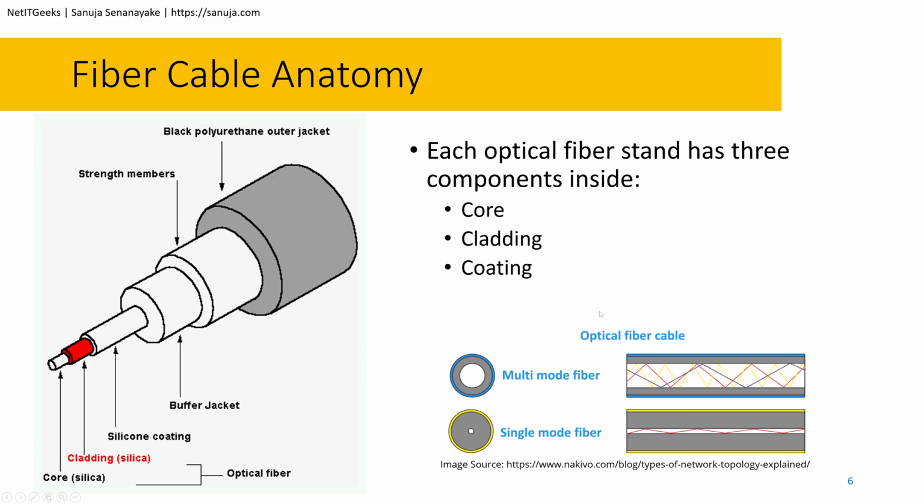So each optical fiber strand has 3 key components: the core, cladding and coating. Keep that in mind. And when you look at optical fiber cable, there are 2 types, one called multi-mode fiber and the other called single mode fiber, which I'm going to introduce in the next few slides. And depending on what type of fiber, the core itself may be either very thick or very thin depending on your situation. So keep that in mind as well. Again, I will introduce what multi-mode and single mode mean in the next few slides.